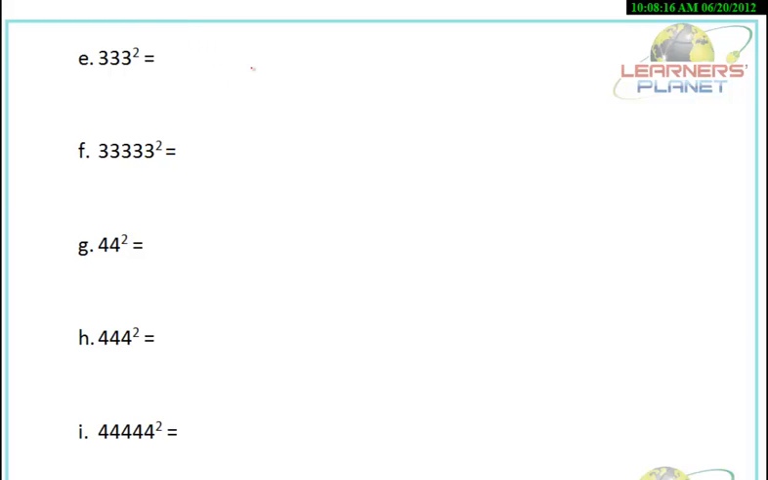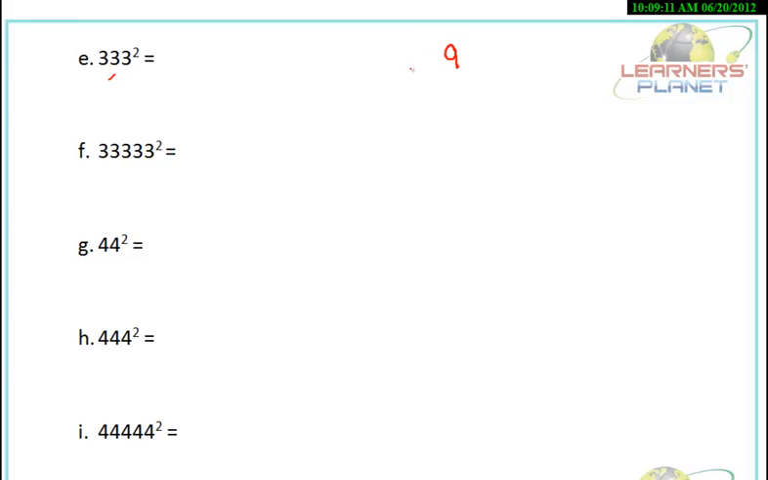Now let's do the square of 333. Let's begin. 333 square. The square of 3 is 9, and there are 3 3's in this number. So we'll be counting the table of 9 up to 3 terms. Let's begin.